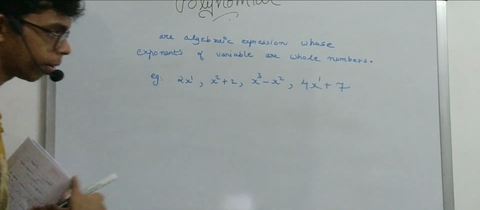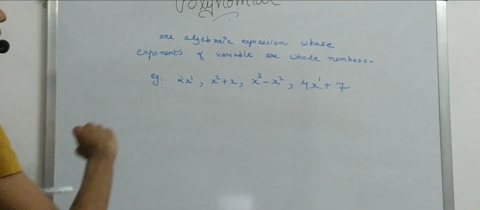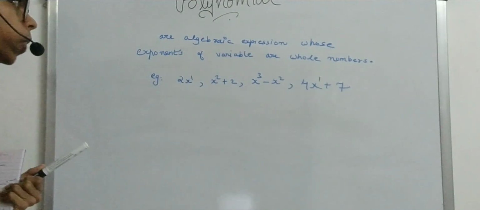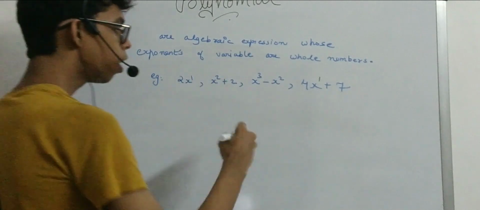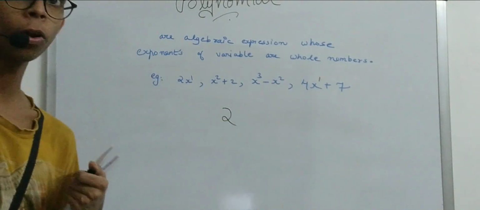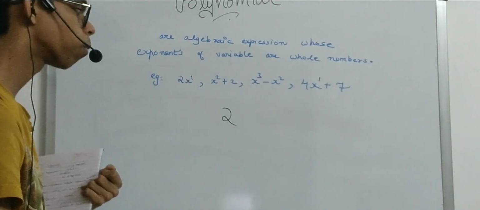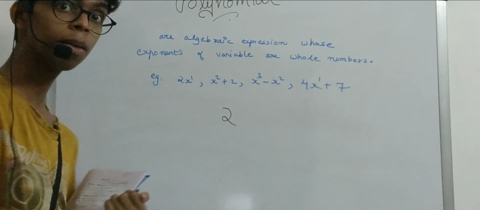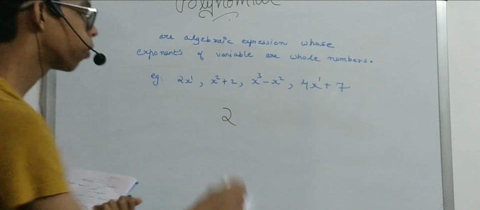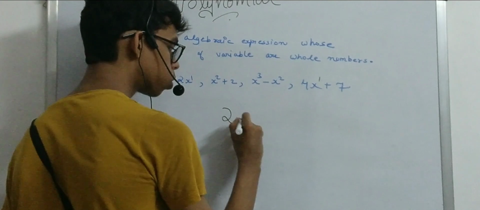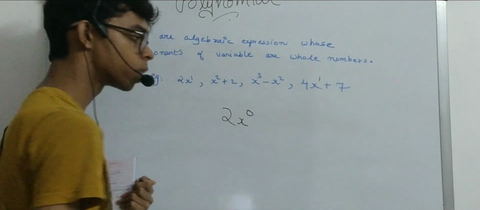Let me ask you a question. We said that polynomials are algebraic expressions whose exponents of variables should be whole numbers. So if I ask you, is 2 a polynomial or not? Definitely this 2 can be a polynomial. How can this 2 be a polynomial? We can write this 2 as 2x raised to 0.